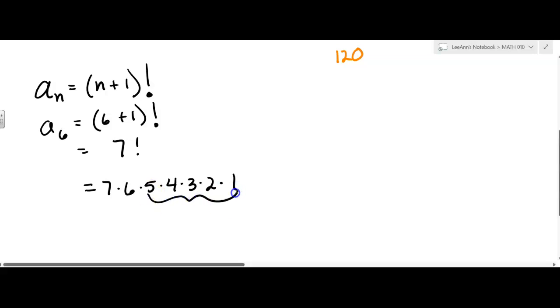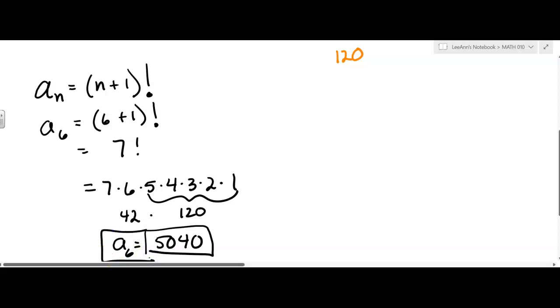This we already have done. It's 120. So, and I could say, well, 7 times 6 is 42. And now I just have a little bit to put in my calculator. So I can do that. 42 times 120, which is 5,040. Okay, so that was exciting. And in this case, we were finding a sub 6, right? So we were finding a term in a sequence.